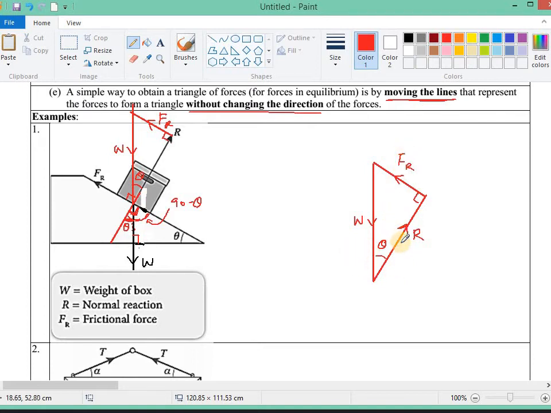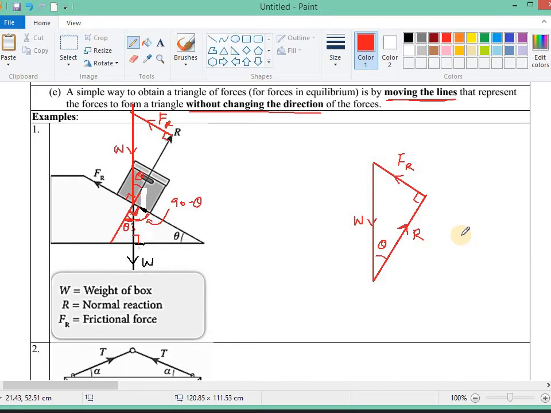When we draw the triangle of forces, we must label the direction of the forces, label the forces, and label the angle inside the triangle of forces. If the triangle of forces is a right angle triangle, you must label where the 90 degree is, together with another angle. The third angle you don't label also never mind, but minimum you must have two. But if the triangle is not a right angle triangle, that means it does not have 90 degrees, then you only need to label one of the angles inside the triangle.